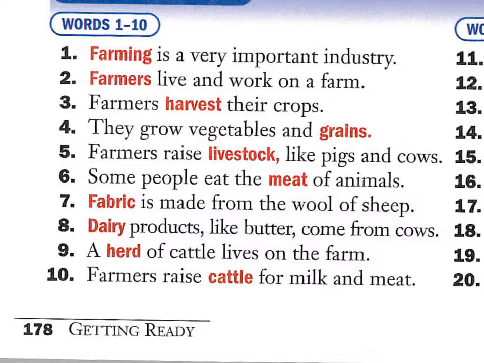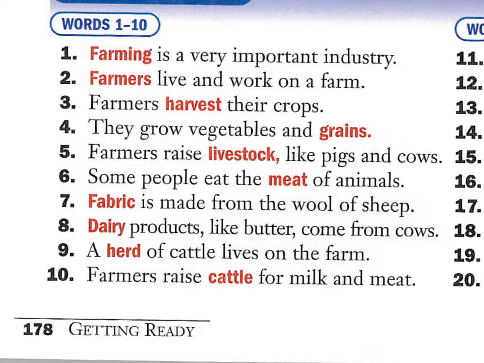Me. Farmers harvest their crops. Everyone. Farmers harvest their crops. Me. They grow vegetables and grains. Everyone. They grow vegetables and grains. Me. Farmers raise livestock like pigs and cows. Farmers raise livestock like pigs and cows.